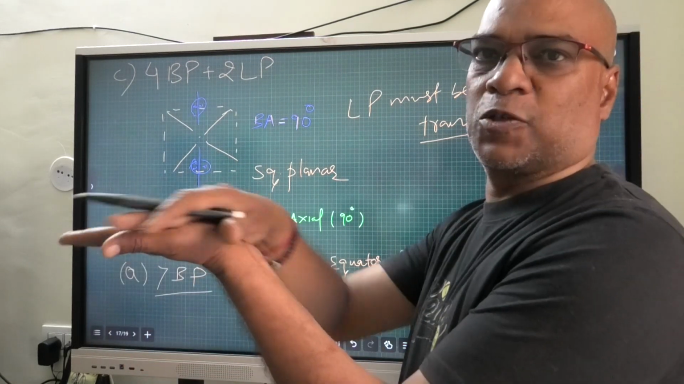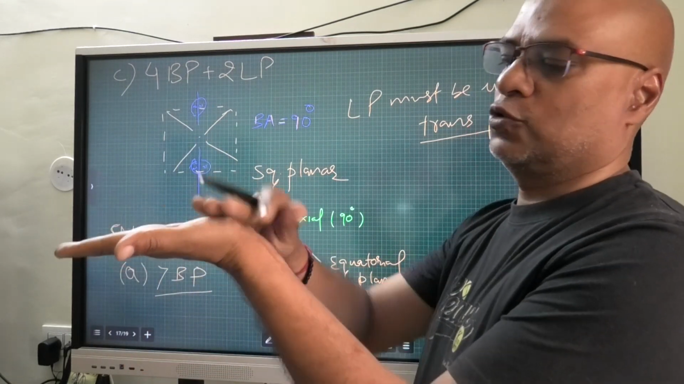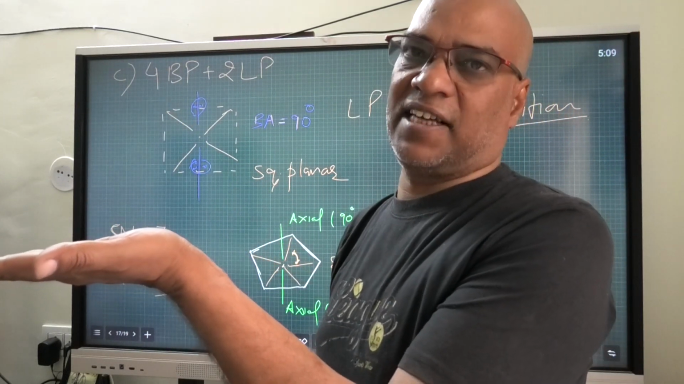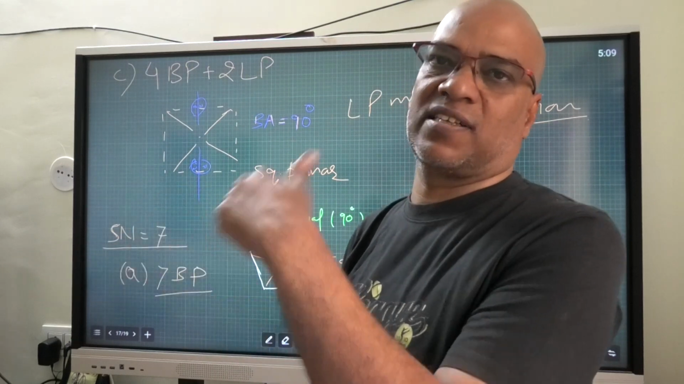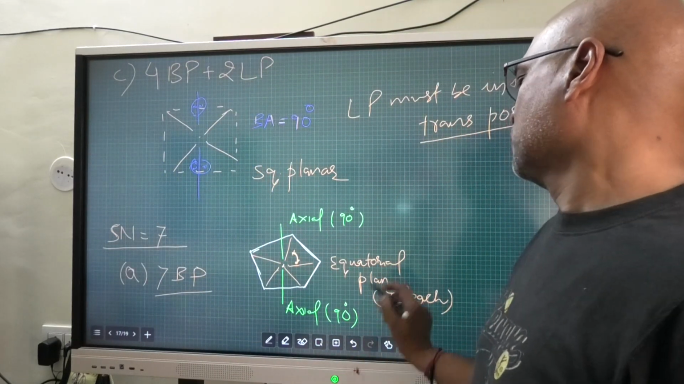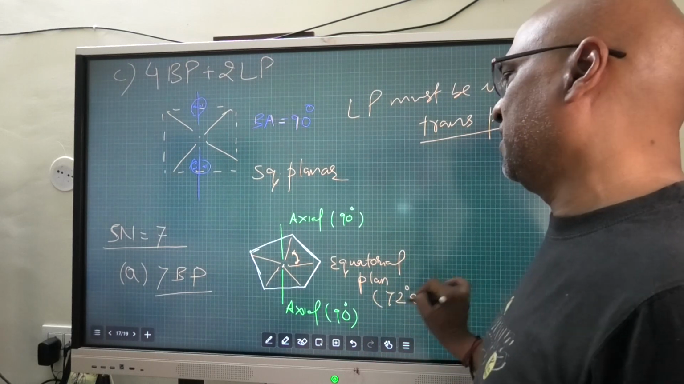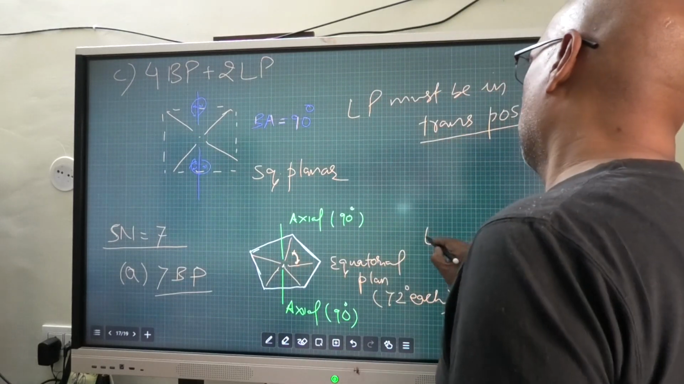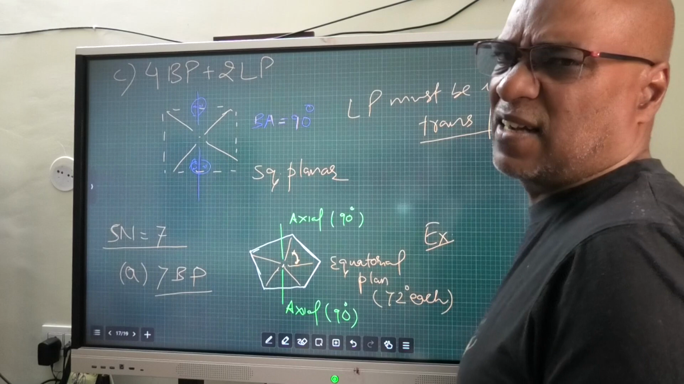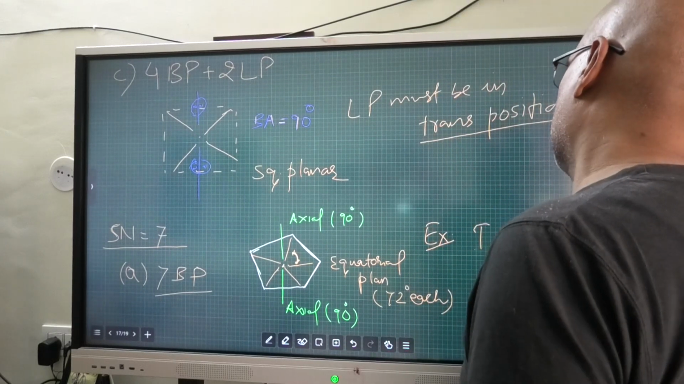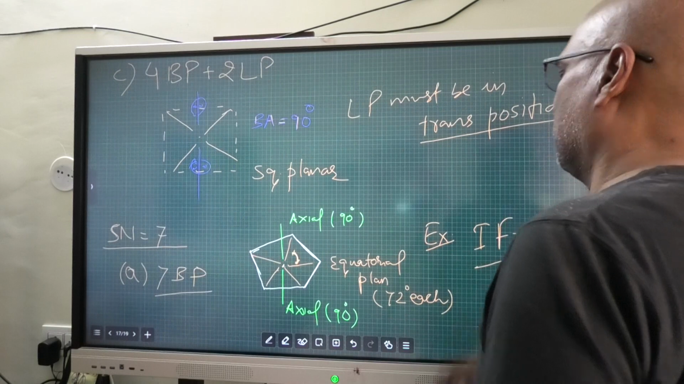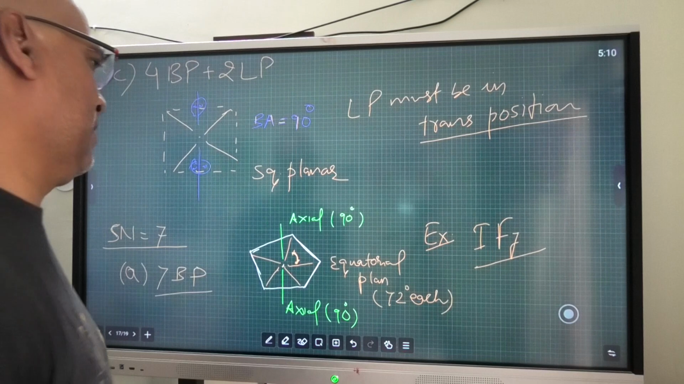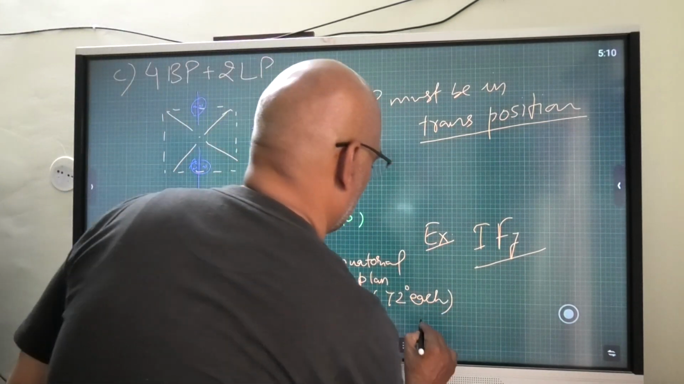Now there are 2 axial positions. There is a pentagon in this plane, and the axial positions are 90 degrees from this plane. It is again asymmetric, like TBP, trigonal bipyramidal, which was asymmetric. So the equatorial plane bond angle is 72 degrees each, axial 90 degrees and 90 degrees, for 7 bond pairs. Only 2 or 3 examples are there for this. The well known example is IF7, where the geometry is pentagonal bipyramidal.